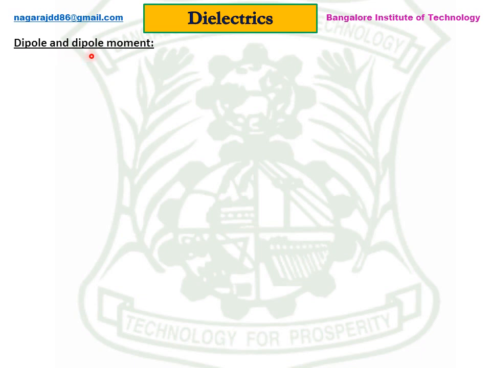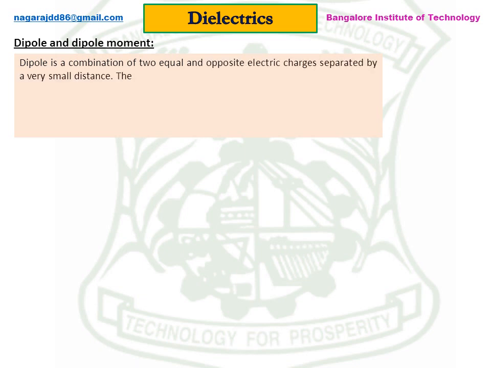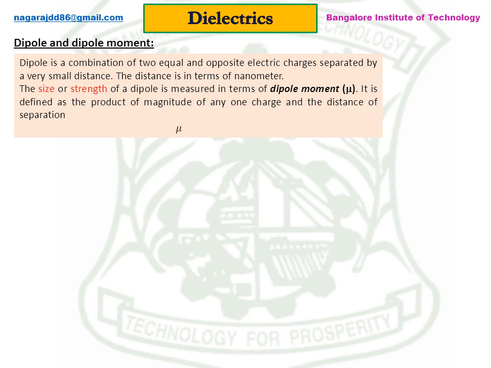Now, we will discuss dipole and dipole moment. A dipole is a combination of two equal and opposite electric charges separated by a very small distance. The distance is in terms of nanometers. The size or strength of a dipole is measured in terms of dipole moment. It is defined as the product of the magnitude of any one charge and the distance of separation between them, and it is given by mu equals 2aq times a-cap.